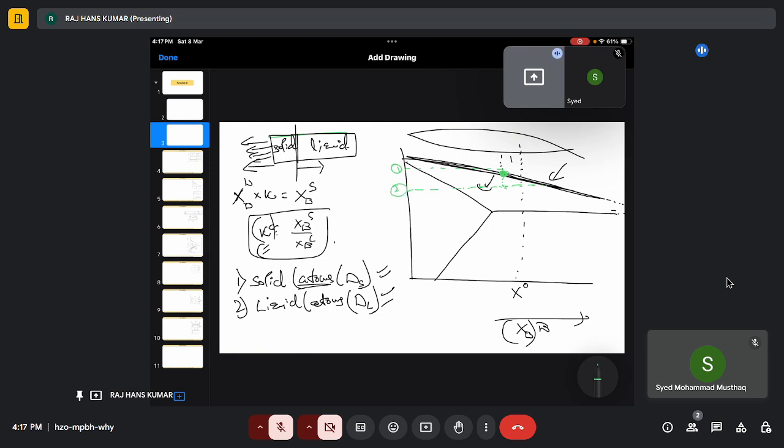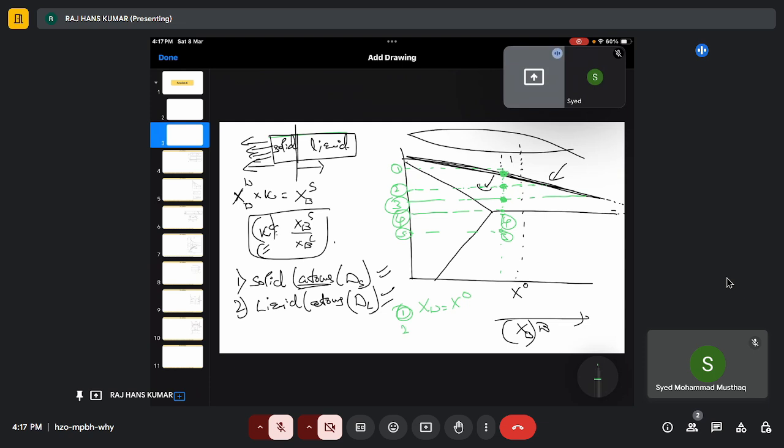Again, it came down to here. This is point three. Finally, it came down to this point four, and again point five. Now, what is happening when it is at point one? Yeah, at point one, what is my liquid? Liquid concentration will be equal to x naught.